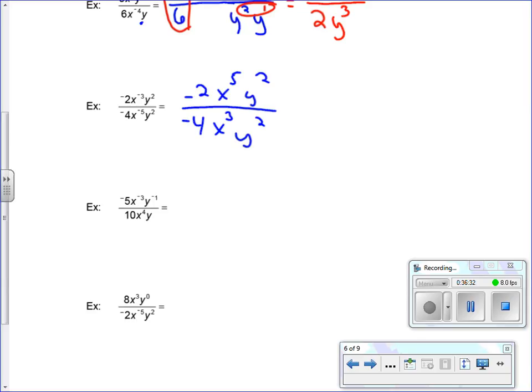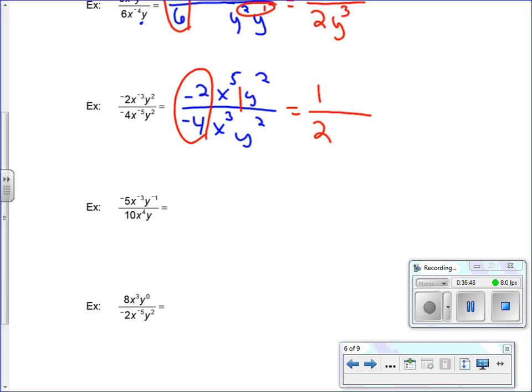You have a lot of rules to remember. When do I add them? When do I subtract them? When do I multiply them? You also have to know your rules. And when do I not do either one? When do I just reduce? And that's with coefficients. So you reduce that coefficient. Negative 2 divided by negative 4 is positive 1/2.